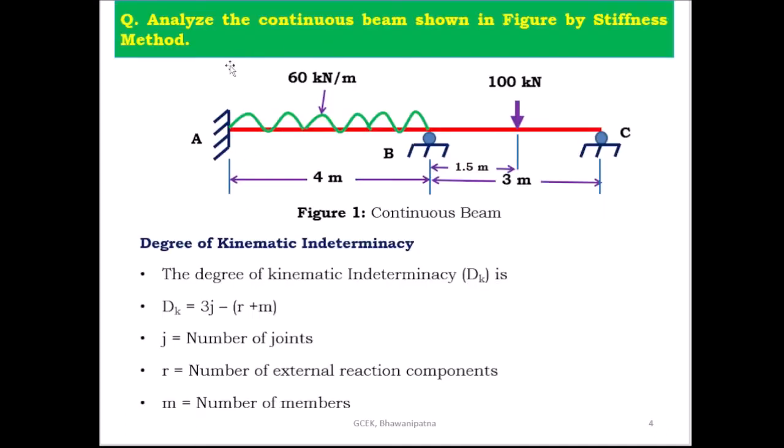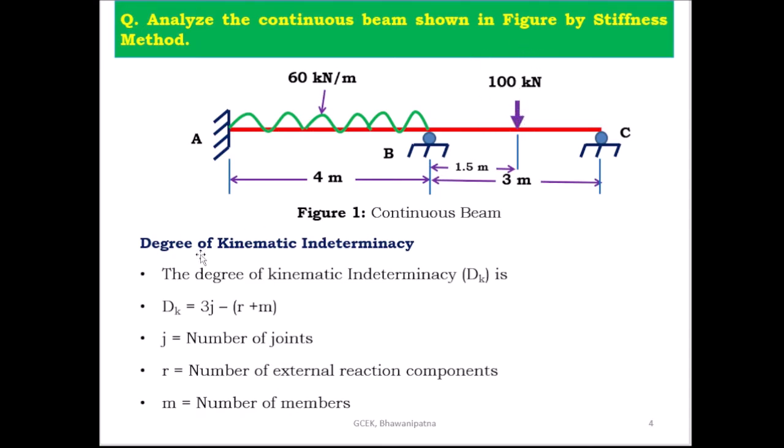Then coming to one problem: analyze the continuous beam shown in the figure by stiffness matrix method. So this is the two-span continuous beam A, B, C. Support A is fixed and support C is simply supported. Span AB has length 4 meter and span BC has length 3 meter. On the span AB, a uniformly distributed load of intensity 60 kN per meter is present throughout the length. And on the span BC, a 100 kN load is present at the midpoint of BC.